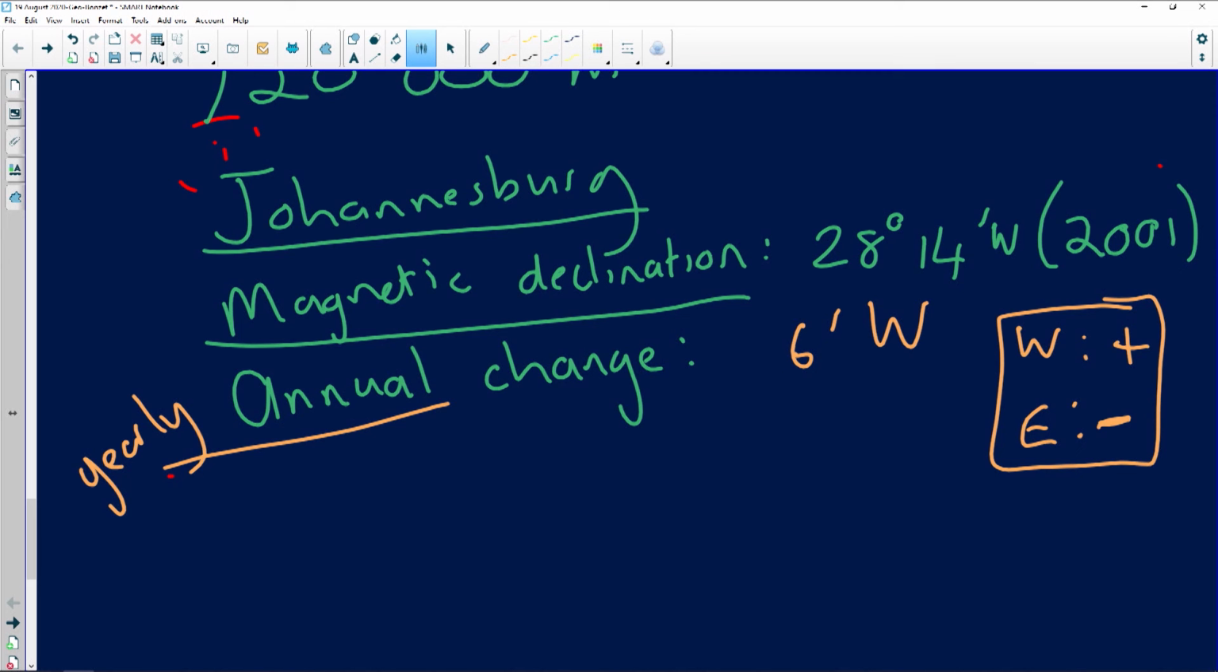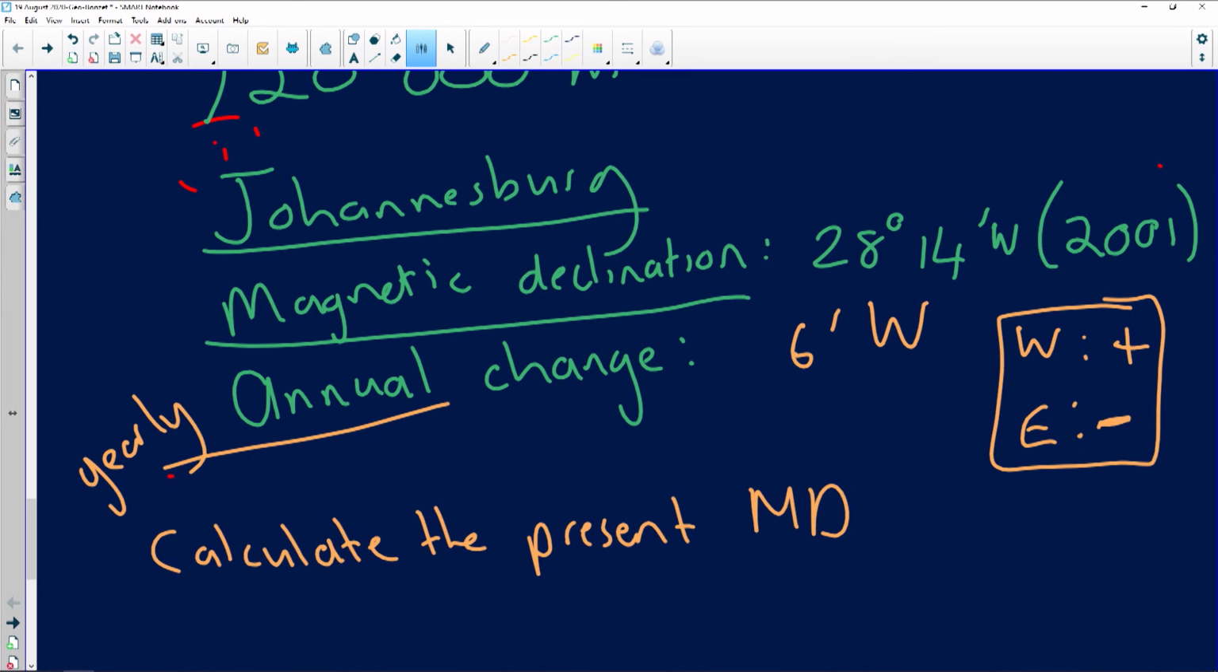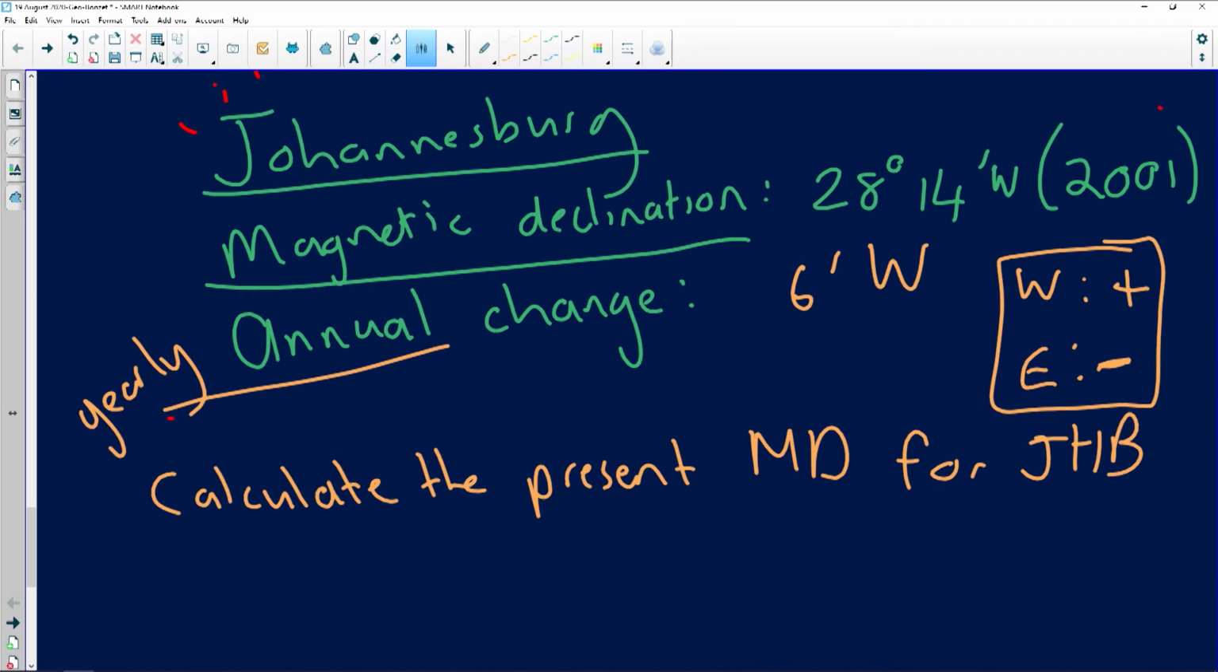Now, this is quite important because this is the information that's given to you. And the question will state, calculate the present magnetic declination, MD, for Johannesburg. MD stands for magnetic declination. We want to know what's the declination currently for Johannesburg. So what year are we? 2020. Okay, the year 2020. A year that all of us actually wants to forget. But anyway, let's continue. So, the year 2020.